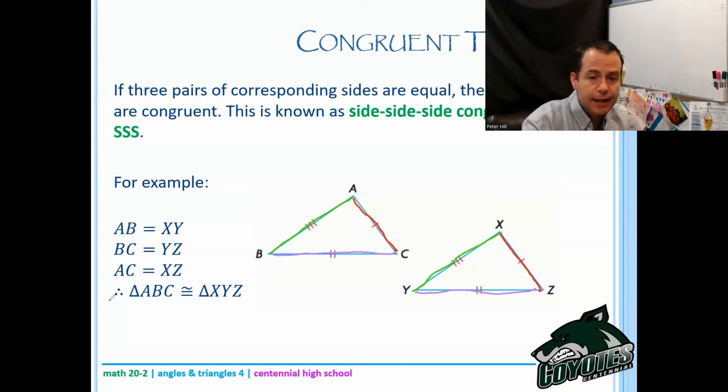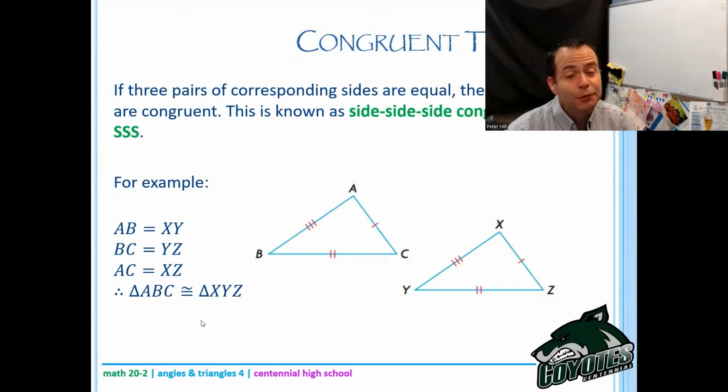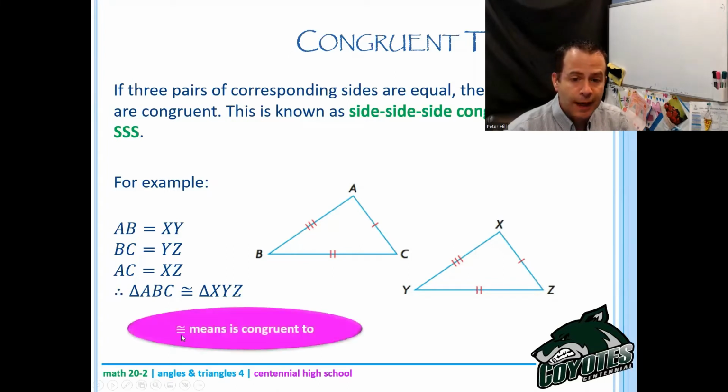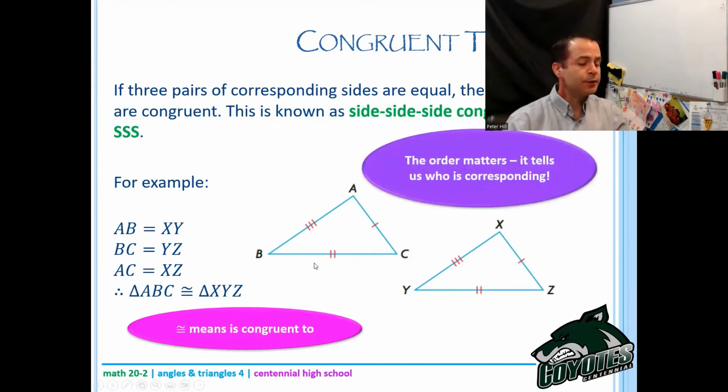So we say triangle ABC is congruent. This symbol here with an equal sign and a little wave on top, a little piece of bacon frying in the frying pan, means it's congruent to, okay? So that symbol means is congruent to. Now, the other thing while we're talking about this, the order matters. It tells us who is corresponding.